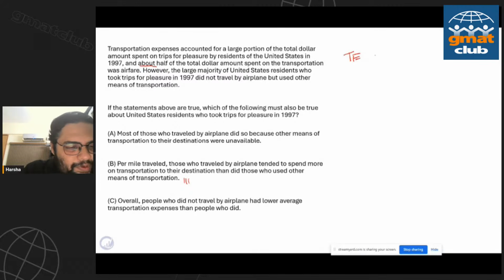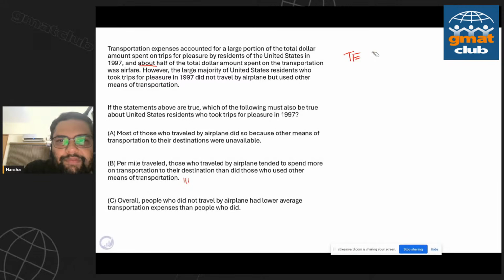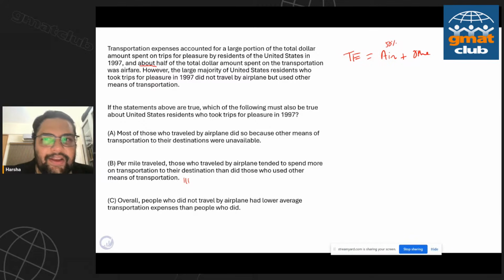So make sure we process this. If I look at the transportation expense, what is given is 50% of that is air and 50% is all others, right? That's what it means when it says, air plus other, half of the total dollar spent is on airfare. Now here's where it gets interesting. However, the author presents something interesting here. The large majority of US residents who took trips for pleasure did not travel by airplane, but used other means of transportation. Shiv has changed the answer. Okay, you saw something, Shiv. So for all of you who chose choice B, B is wrong, C is right.